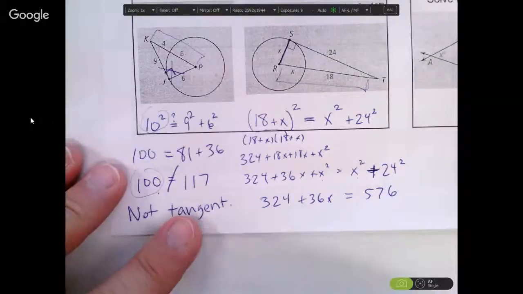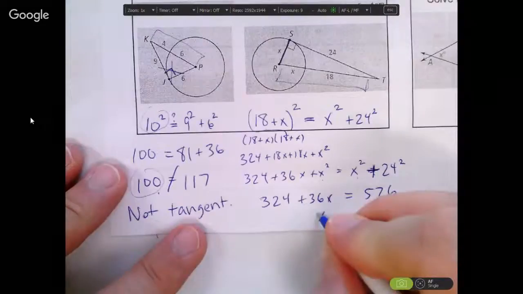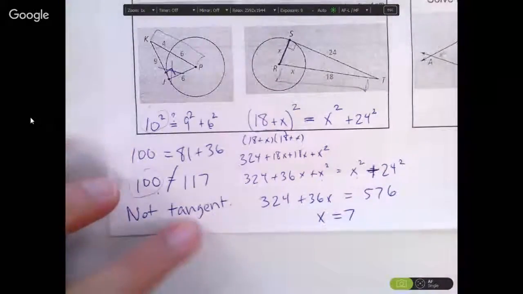Turned it into an algebra 1 problem. Divide by 36. X equals 7. The radius equals 7.